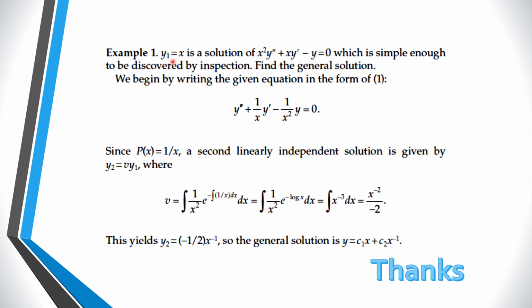So once again, see here, one solution is given to us. We have to find another one in such a way that they are independent. So we substitute v times y1, and we have to remember this formula that v can be written as the integral of 1 over y1 square into e to the power integral of minus p(x) dx. Here it is minus p(x) dx. Now you substitute the value of p(x), which is 1 over x over here. Simplify this, you will get the value of v. After getting the value of v, substitute it over here, you will have the value of y2, and then you substitute in the general solution, that is c1 y1 plus c2 y2.